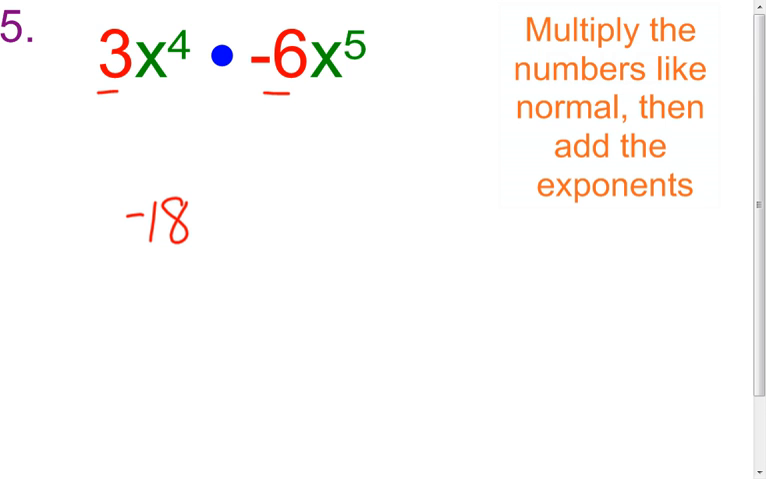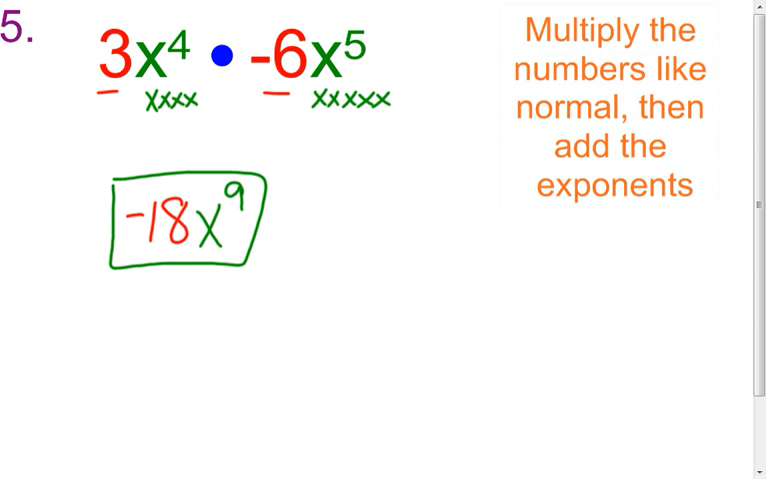And then the green part, again, just so you can picture this, there's 1, 2, 3, 4 x's here, 1, 2, 3, 4, 5 x's here. Together, I have 9 x's total. Of course, the shortcut would be x to the 4 plus 5, which would be x to the 9th power. Okay?